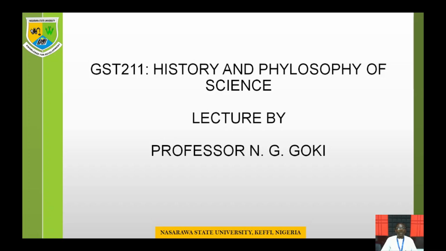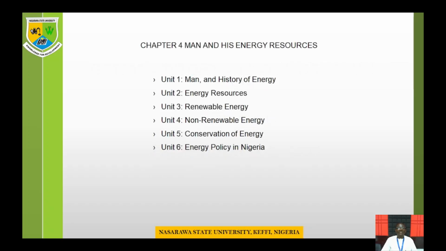This is GST211, History and Philosophy of Science. And our topic, chapter 4, is Man and His Energy Resources. It's divided into 6 sections: Man and History, Energy Resources, Renewable Resources, Non-Renewable Energy Resources, Conservation of Energy, and Energy Policies in Nigeria.